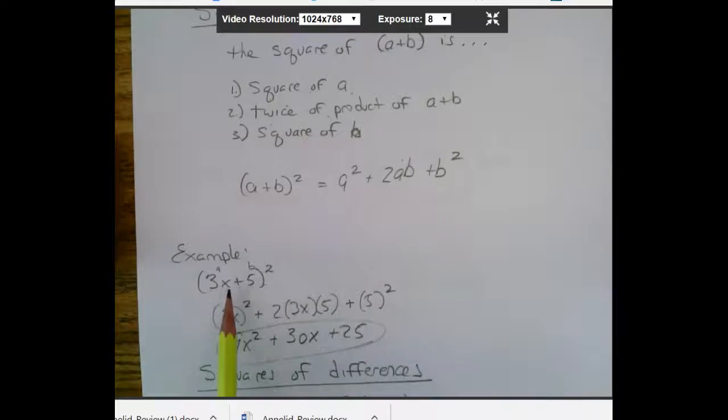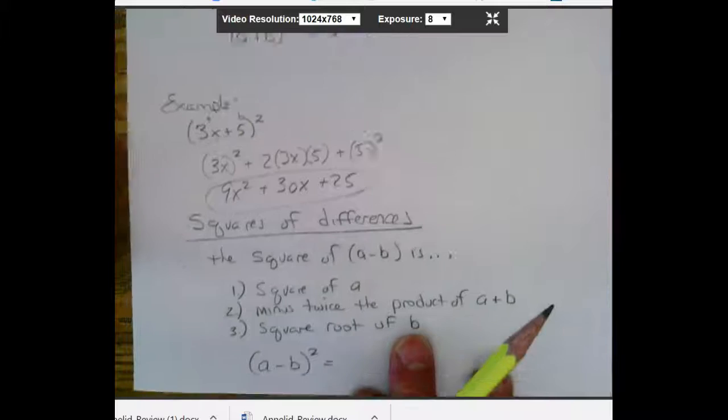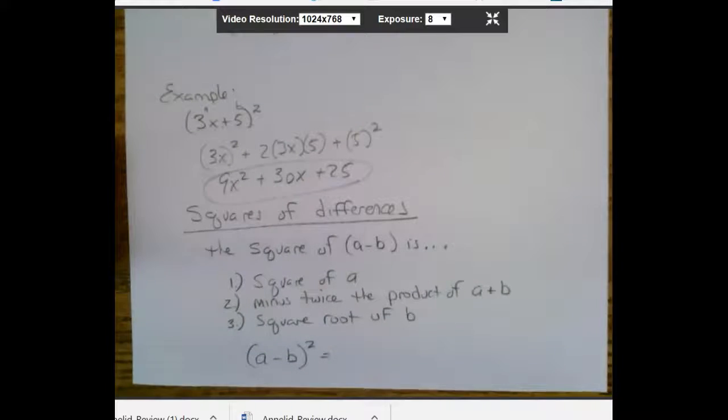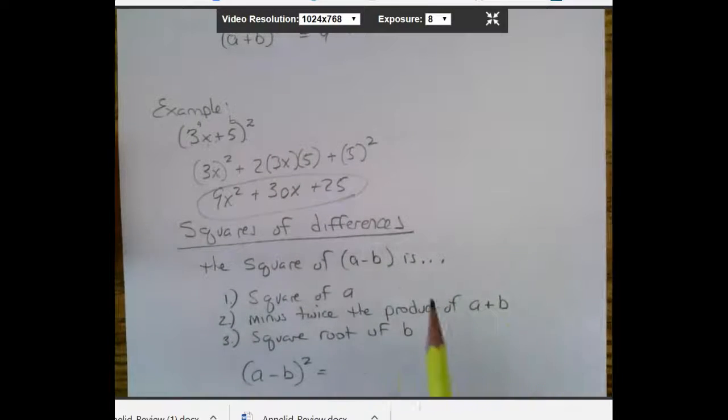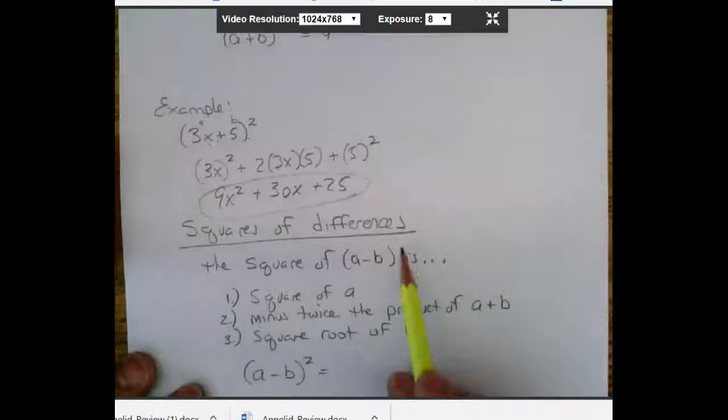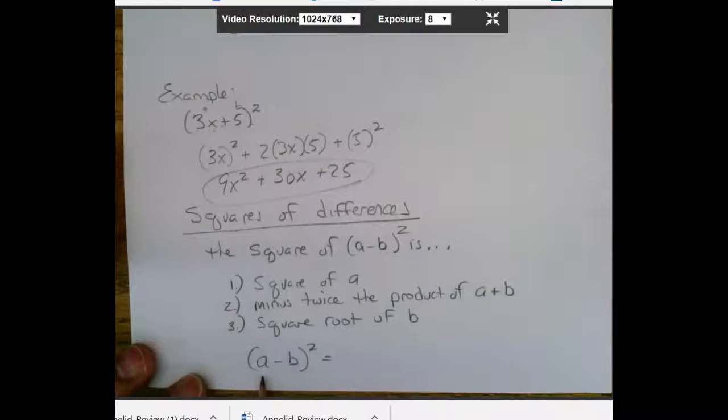That's the square of a sum, because we're adding them. And then we have squares of differences, which is like a minus b, and we're going to square that. So we have a squared, minus twice the product of a and b, 2ab, plus the square of b, b squared. So that's our general one.